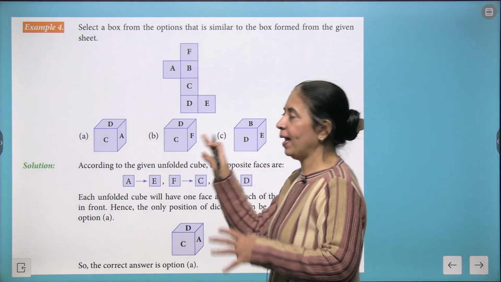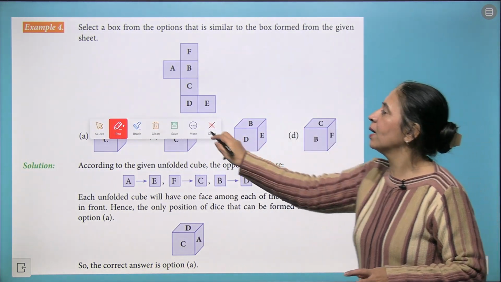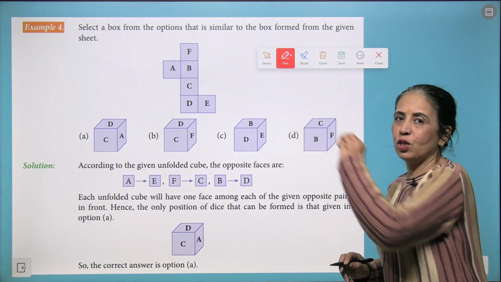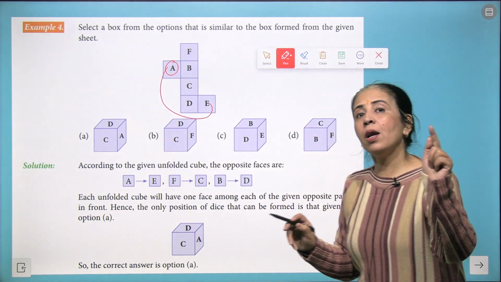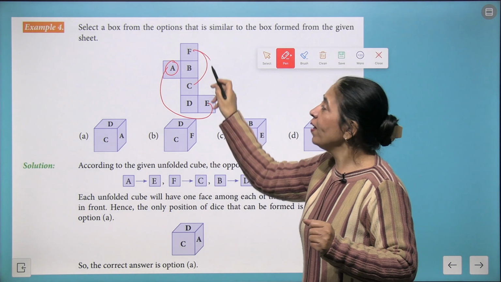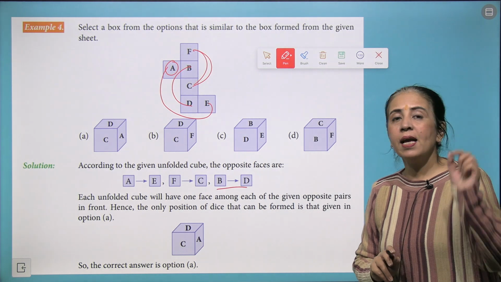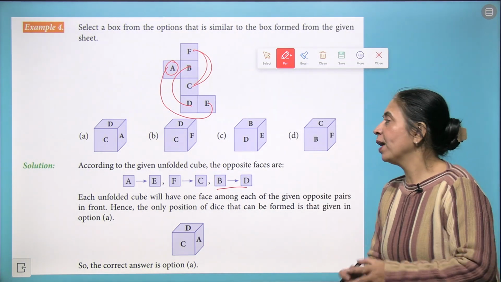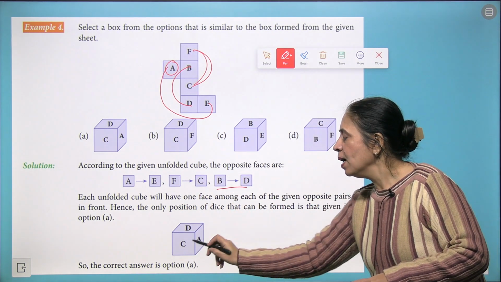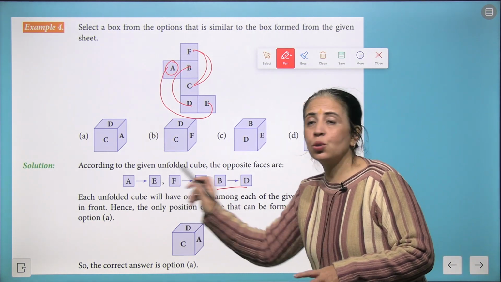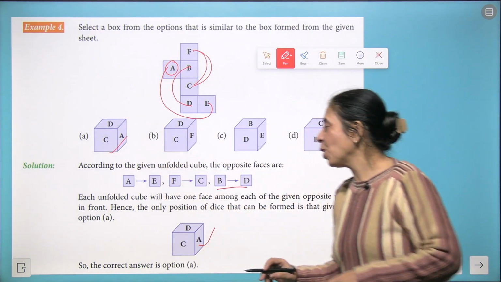Here we have an open net and we need to check which of these cubes are the right representation of this open net. So here first understand the logic. This A and E are opposite faces. Similarly, F and C are opposite faces and B and D are opposite faces. So when you are going to fold the cube, one of these faces should be visible because opposite to D is B, opposite to C is F and opposite to A is E. That means you get the A option as the correct option.